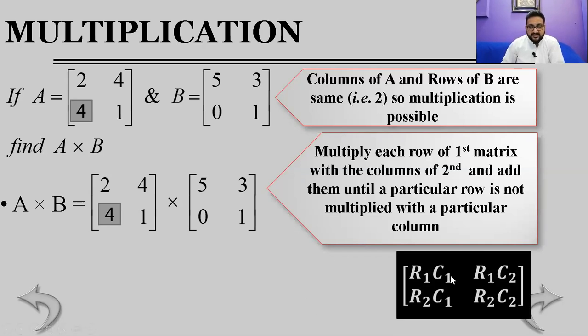First row multiplied by first column. These are the positions of the matrix. This is the position of A, this is the position of B, this is the position of C, this is the position of D. In position A, we have row 1, that is, the first row in the first matrix multiplied to the column of the second matrix, column 1 of the second matrix.